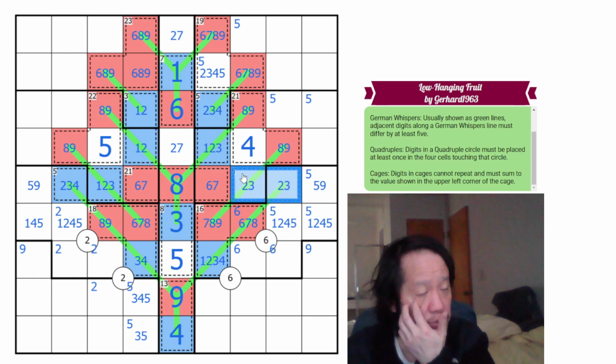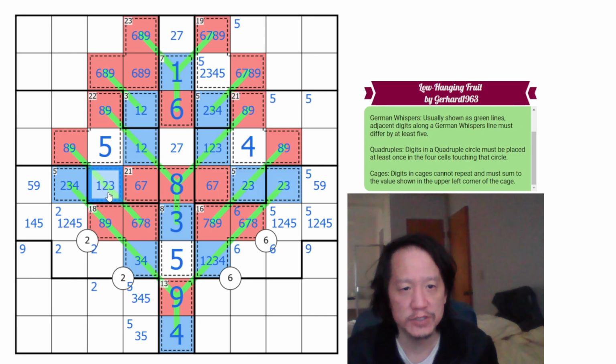So we have a 2, 3, 2, 3 pair in this cage, which means this can't be 2 or 3, which forces this to be 1 and this to be 4. So then, therefore, this must be the 6. This must be the 9. So this is 6 and 9. And then it adds up to 18 for this cage, so therefore this must be 3. So this cannot be 3.